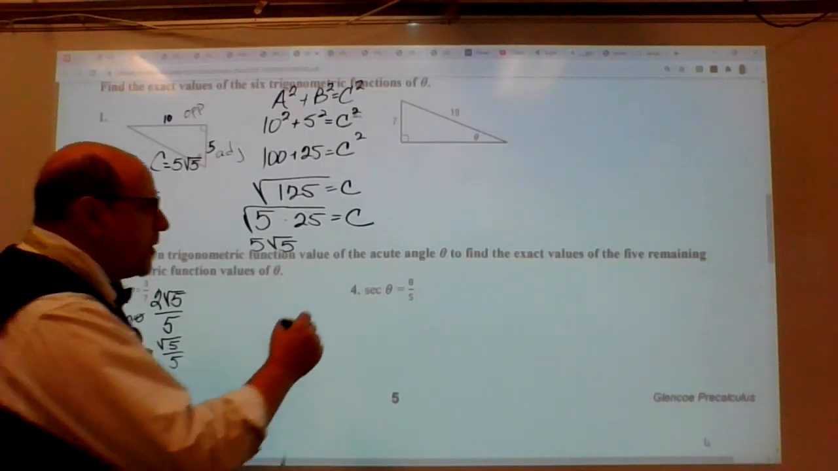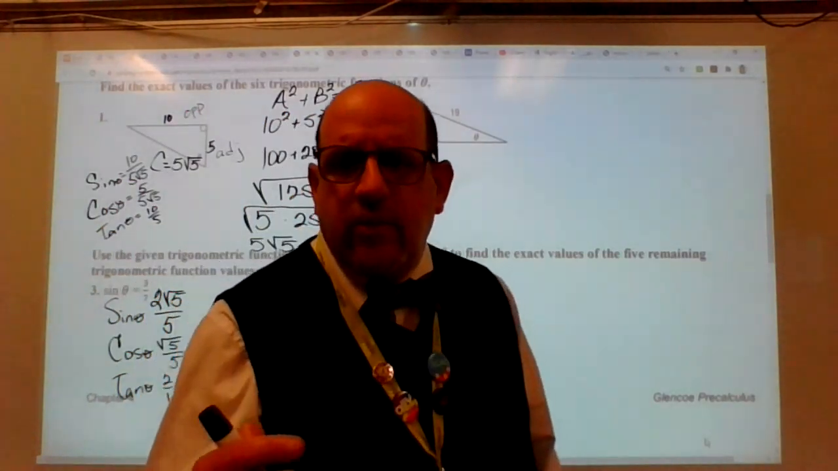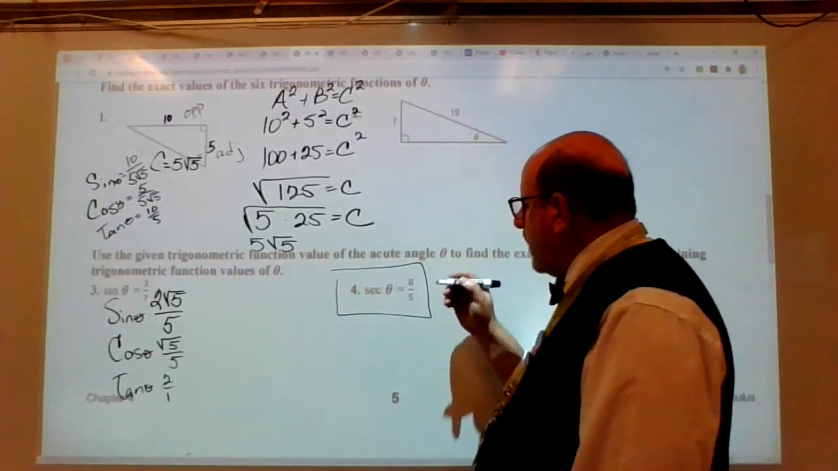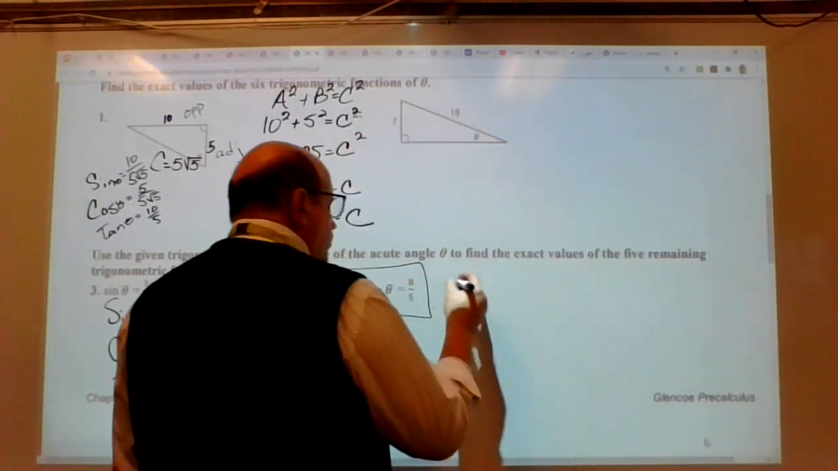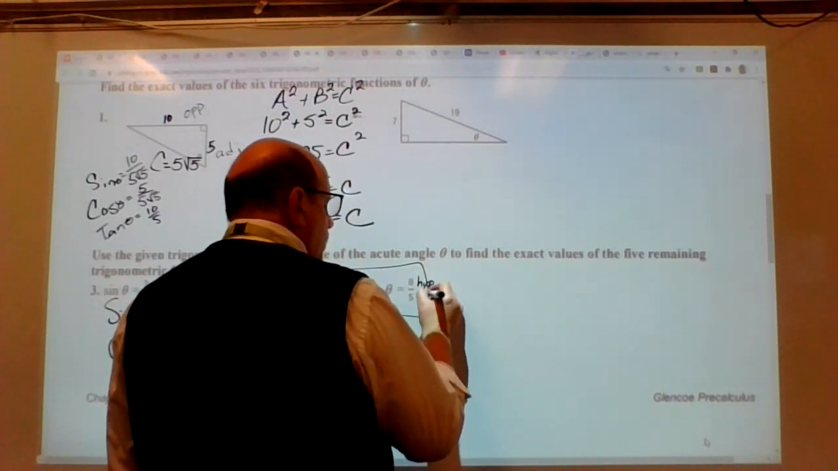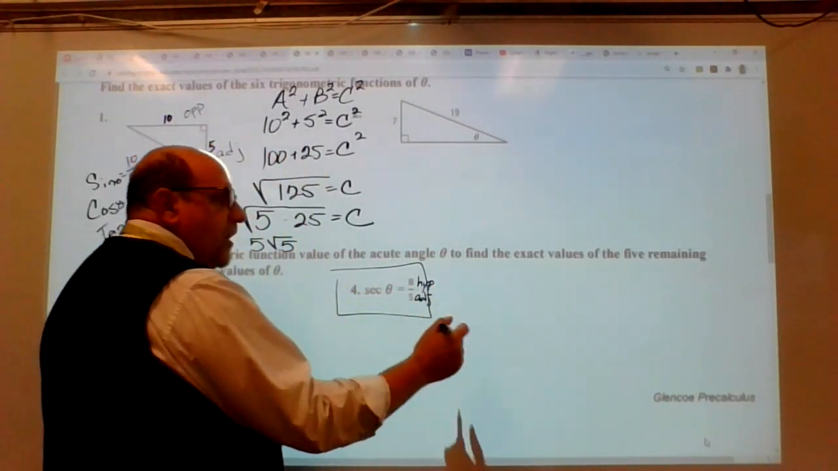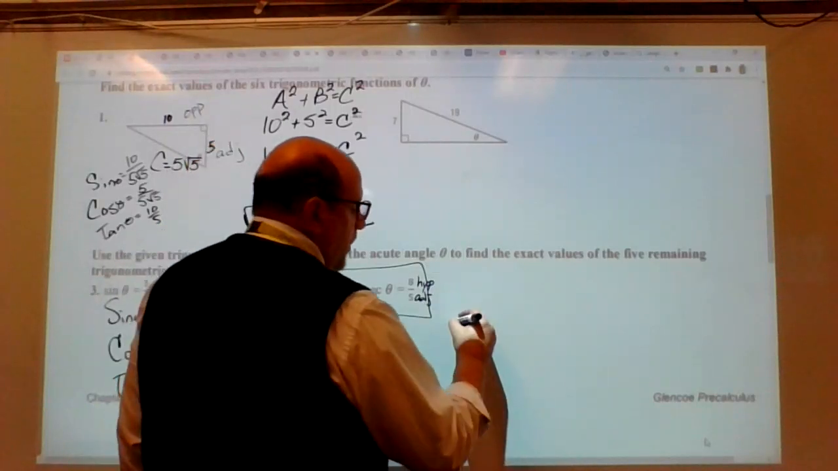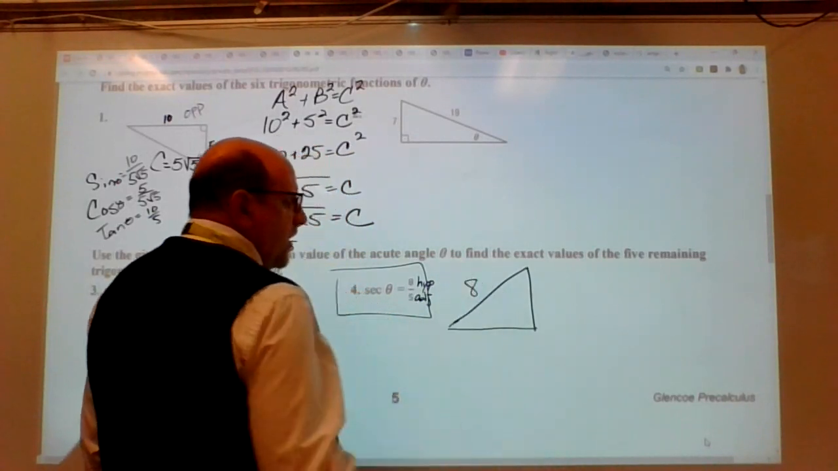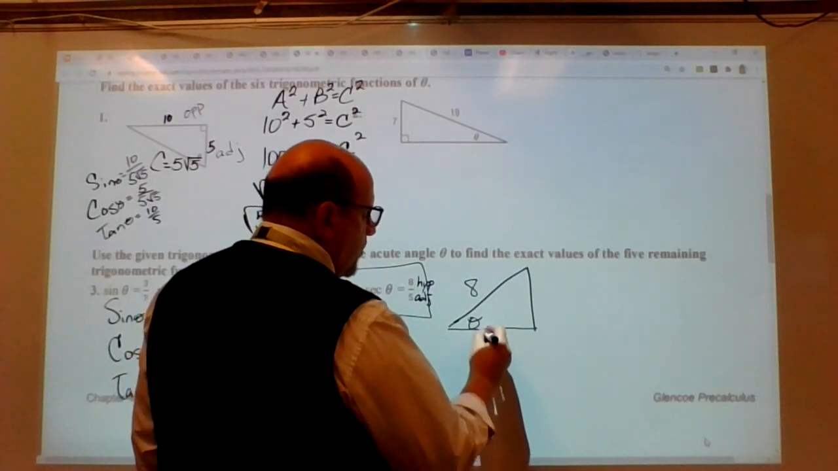Let's go ahead and use this guy right here. Well, what do we know of as the secant? Well, the secant is the reciprocal of cosine, okay? And so if I know that secant is the reciprocal of cosine, I know that this is the hypotenuse over the adjacent side. Okay, so I'm going to draw myself a right triangle. It doesn't have to be perfect. I know that this is 8. And I'm going to say this is theta. Just for fun, I'm going to say this is 5.